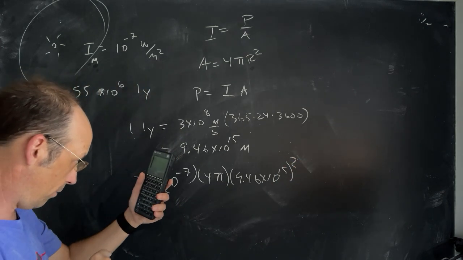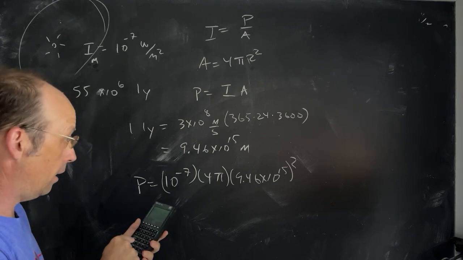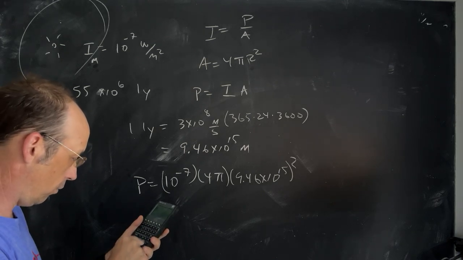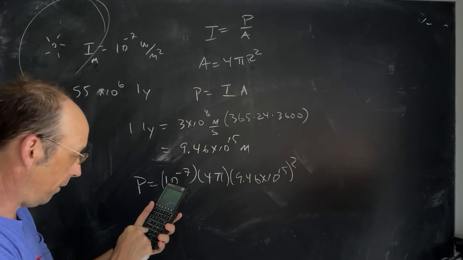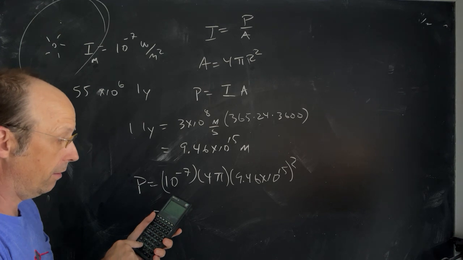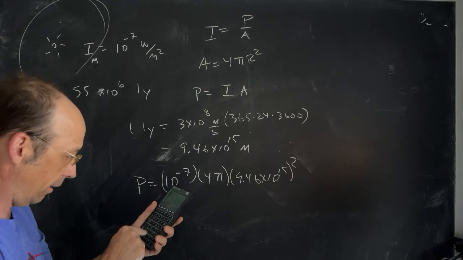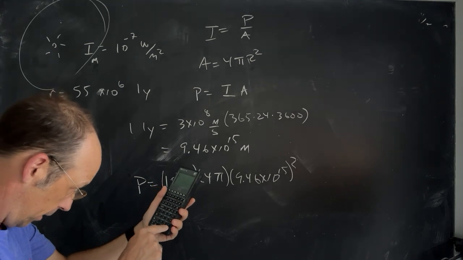I already have that one in there. Square it, and then multiply by pi. Multiply by 4. Multiply by 1 times 10 to the negative 7th. Okay, 1 exponent, negative 7.